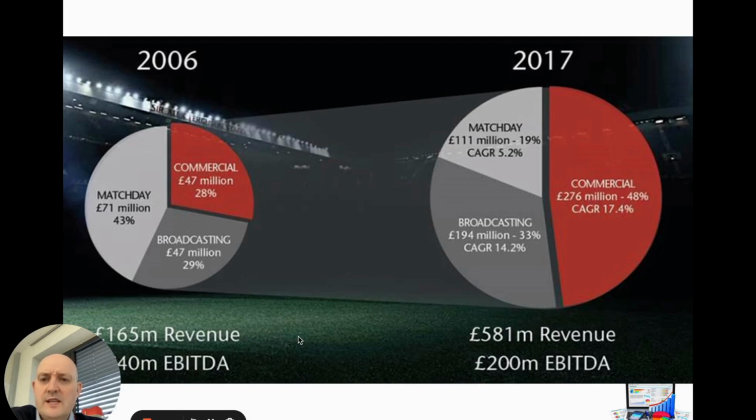What I think is also interesting is this shows the different revenue streams that Manchester United have. Back in 2006, 43% was match day. This would be the tickets that people buy to actually go to the game, the food that they buy, etc. Commercial is sponsorship, T-shirts, football shirts, etc. And broadcasting would be the TV money that they collect for TV companies wanting to show their games on TV. And not only has the revenue increased, but you can see how the commercial revenue has gone from 28% of their revenue up to 48% of their revenue.